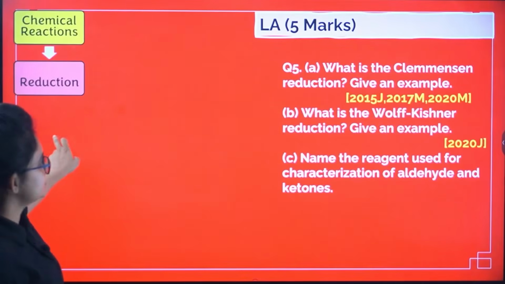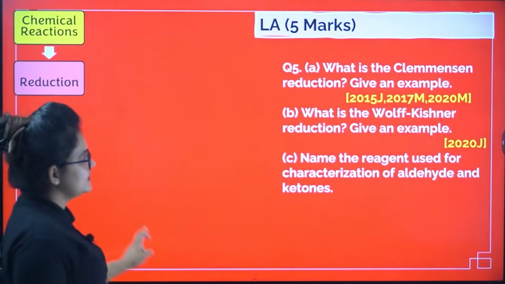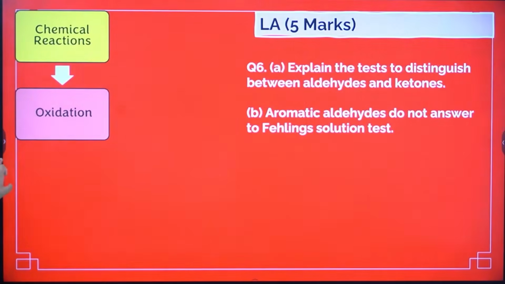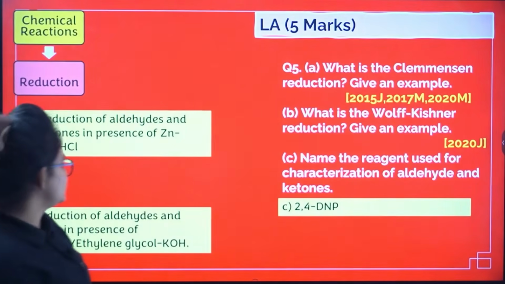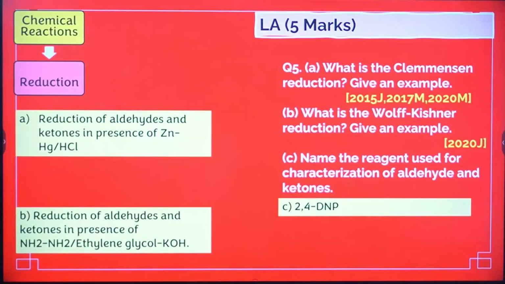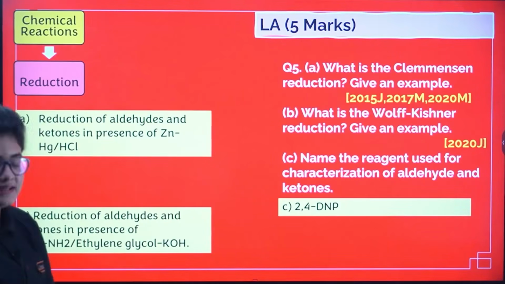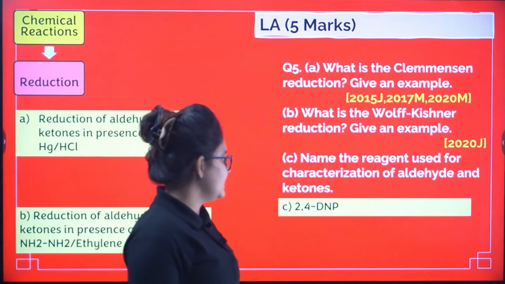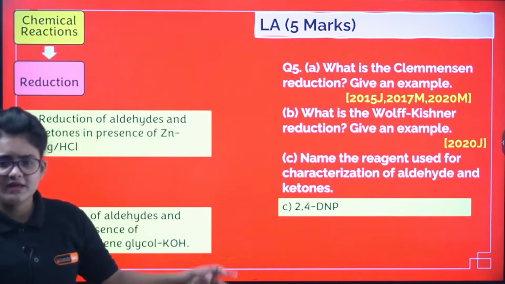Yeah, let's proceed. Next question, what is the Clemmensen reduction? You can see zinc amalgam and HCl we can use over here. Next, what is the Wolff-Kishner reduction? Give an example. In Wolff-Kishner, the carbonyl is reduced to hydrocarbon in presence of hydrazine and a base in ethylene glycol. Next, name the reagent used for the characterization of aldehydes and ketones, that is 2,4-DNP we can use.